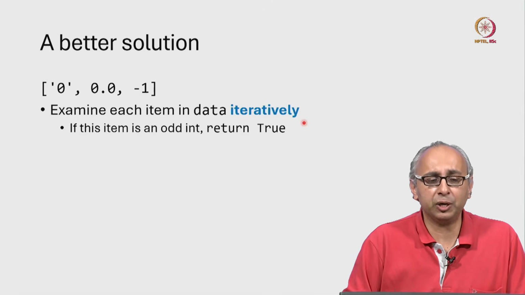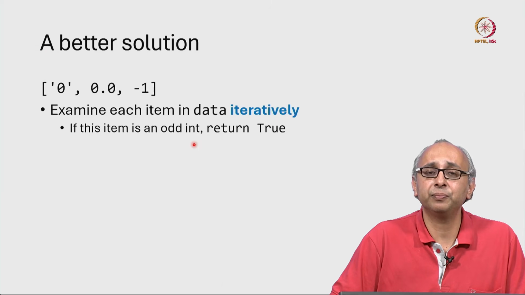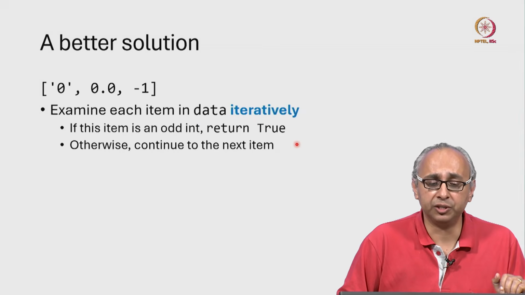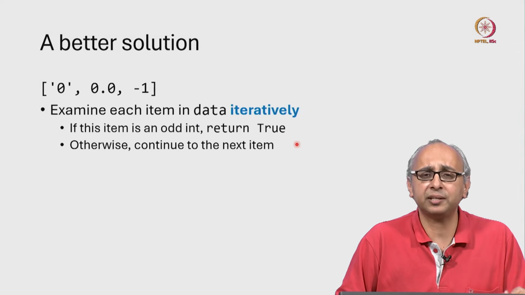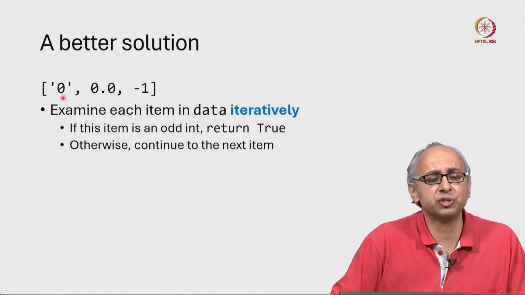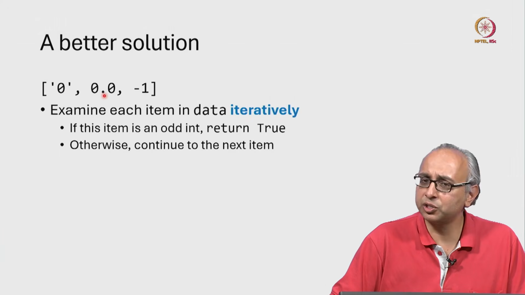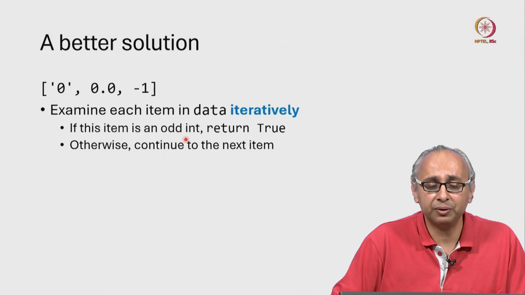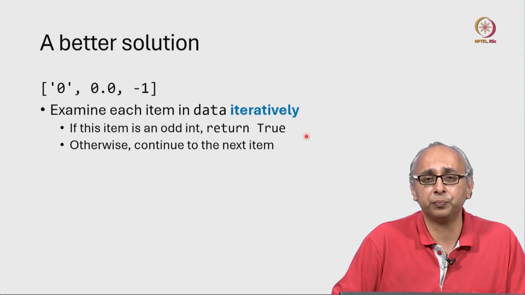Now, if the item we're looking at is an odd integer, we would return true. On the other hand, if the item is not an odd integer, we would just continue to the next item. So when we looked at this item, we would say, that's not an odd integer, move on to the next. This is not an odd integer, move on to the next. This is an odd integer, we would return true.